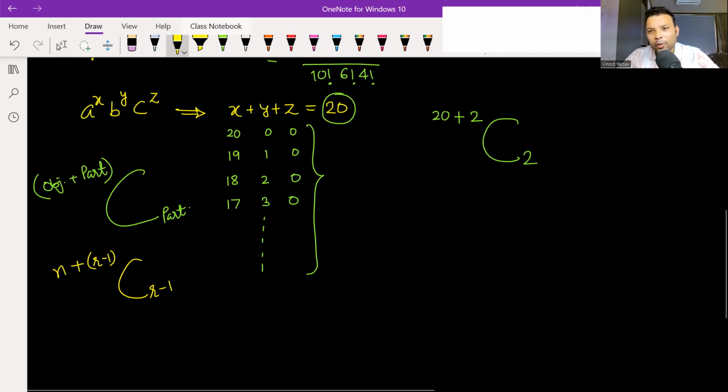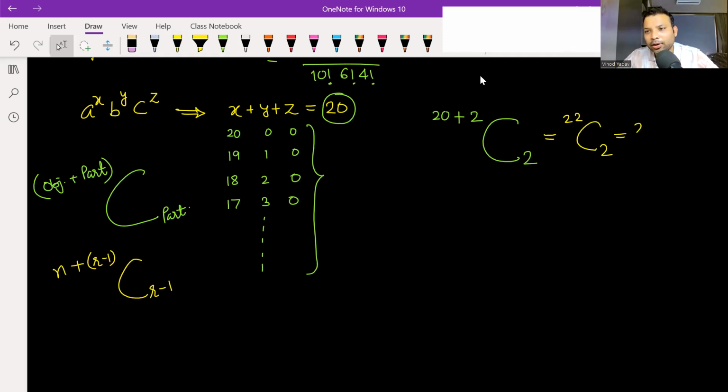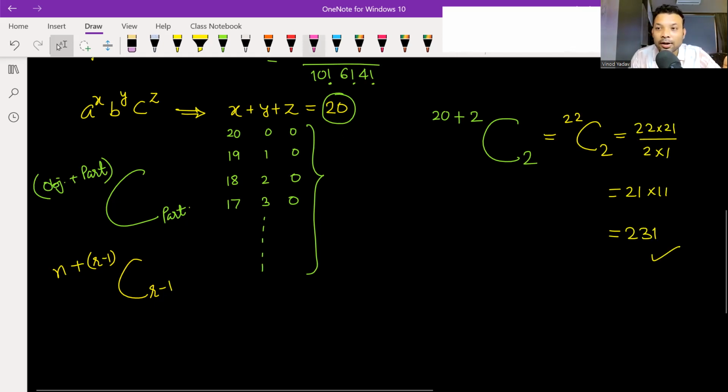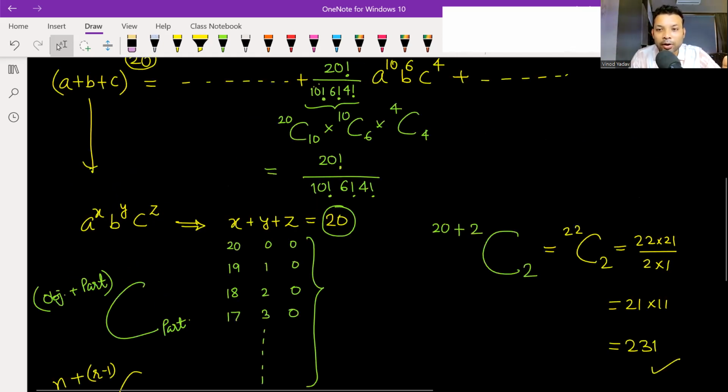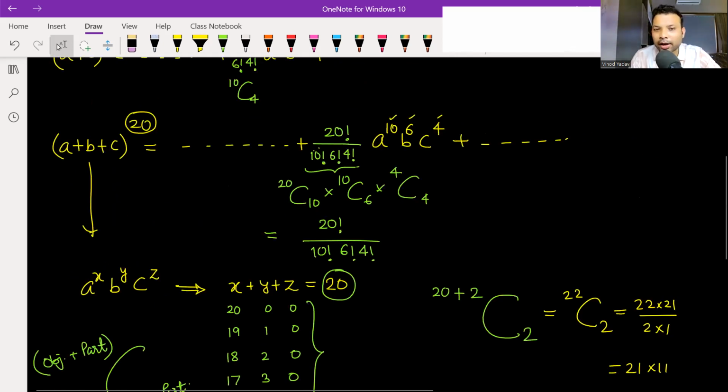All right. 20 plus 2 C 2 is nothing but 22 C 2, and we also know the shortcut for it: 22 into 21 divided by 2 into 1. So 21 into 11, so ultimately 231. So there will be 231 terms in the expansion of A plus B plus C to the power 20. This was asked in one of the CAT exams, in one of the years of CAT. Okay. All right.